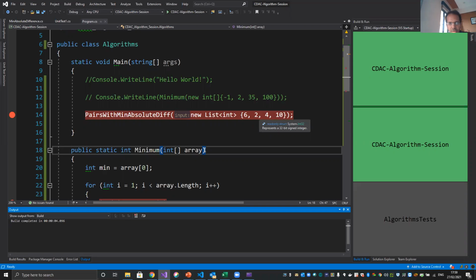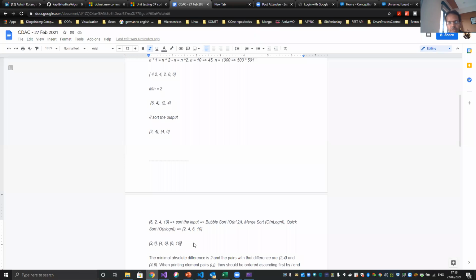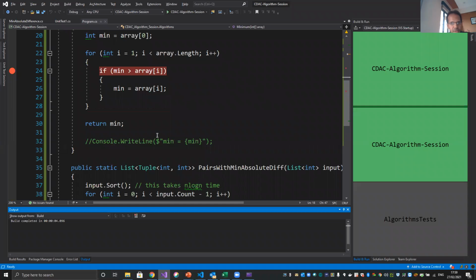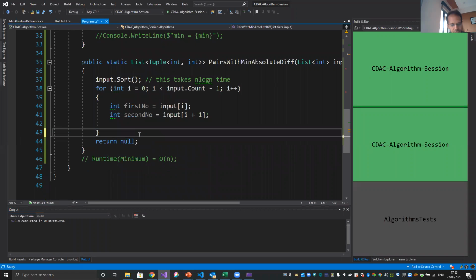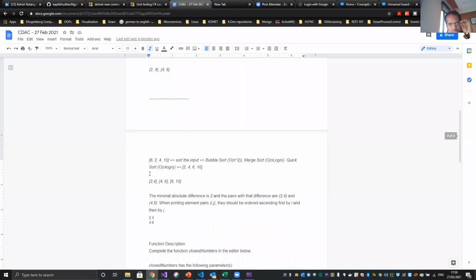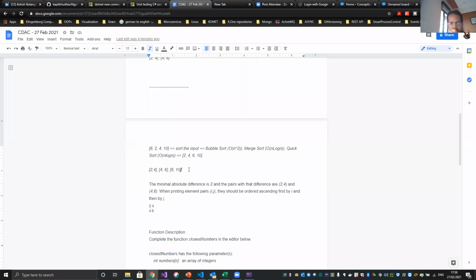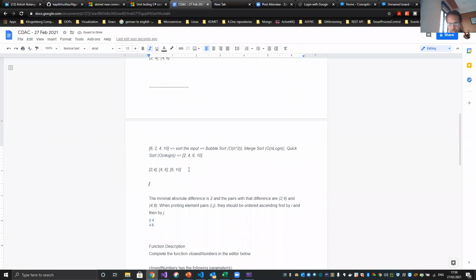So you see, where were we? We did this 2, 4, 4, 6, and 6, 10. So we are getting the right kind of pairs. Now the question is, what do we do further with this? So we got the pairs that we want to inspect, and what is it that we want to do now? We want to take the difference, isn't it? And we want to find the minimum of those differences.